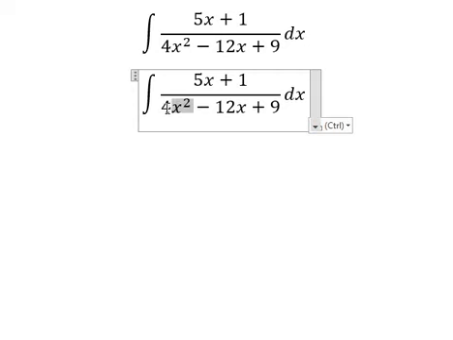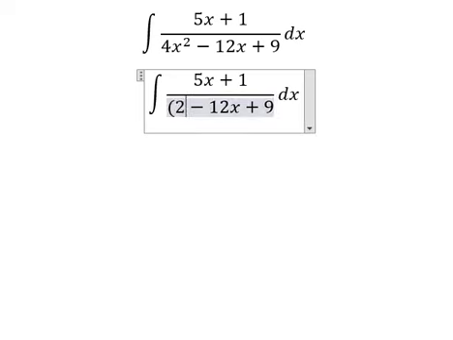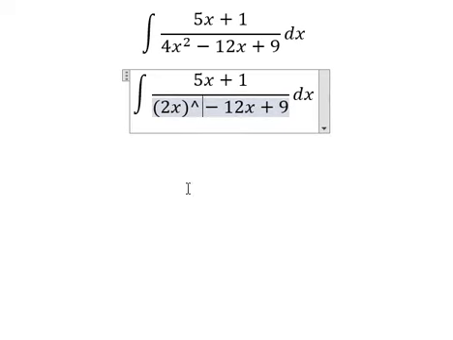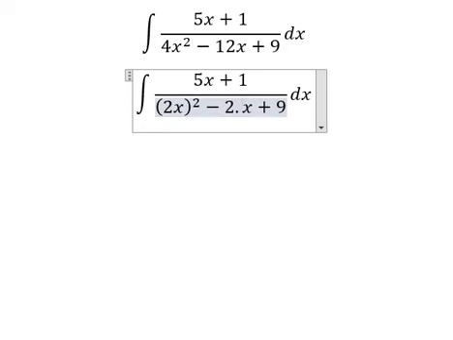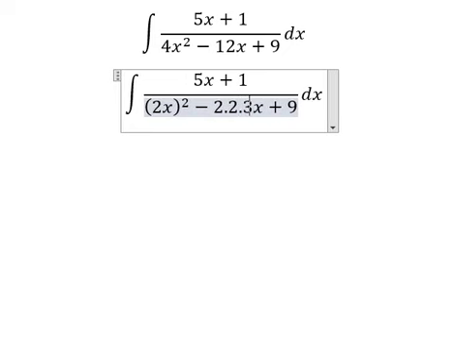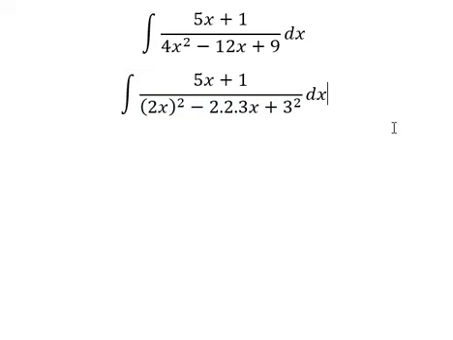This one is about 2x everything to the power of 2. Number 12 is about number 2 multiplied by number 2 multiplied by number 3. This one is about 3 square. So we have the formula in here.